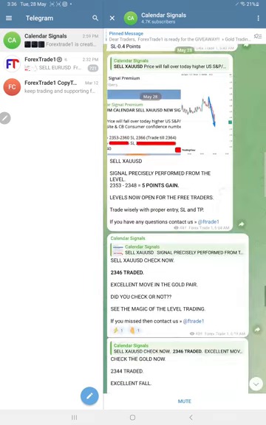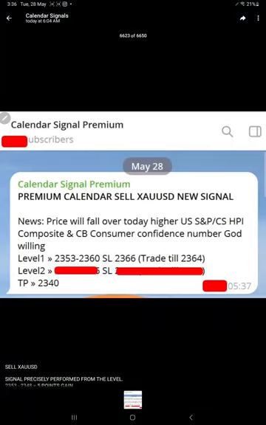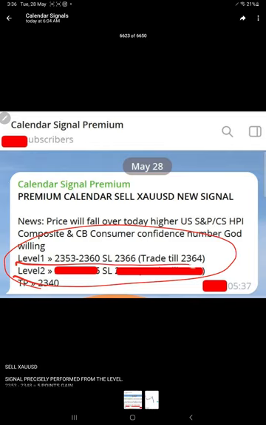Exactly as we predicted, gold moved precisely. And before that, here is the screenshot we shared in our free Telegram channel. This is the screenshot from our premium channel. You see here, calendar signal premium. From this channel, we take the screenshot and give the complete level 1 entries shown here.